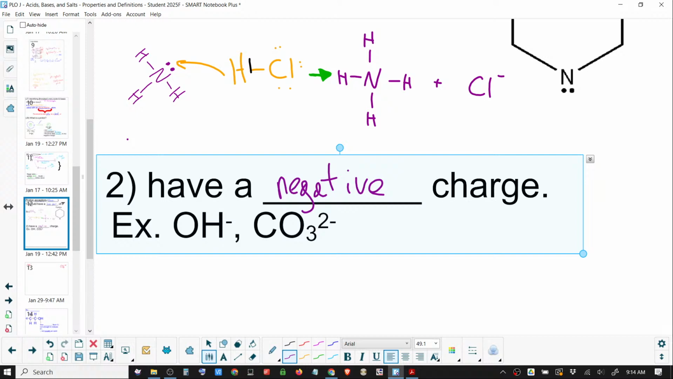Lewis dot diagrams for hydroxide and CO3, 2 minus.